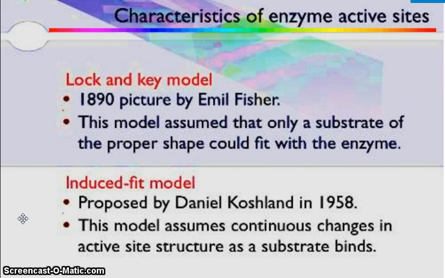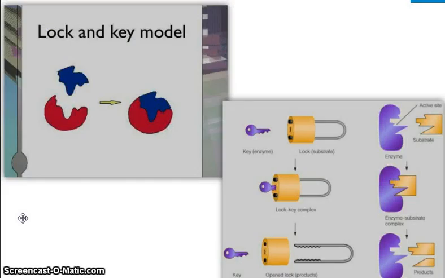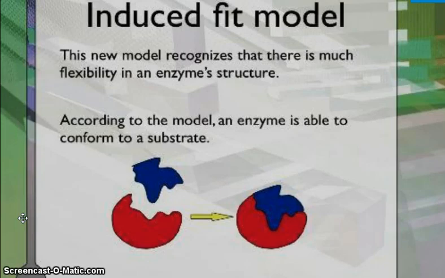The induced fit model was proposed by Daniel Koshland in 1958, and this model assumed continuous change in the active site's structure as the substrate binds. Now you can see the lock and key model. So, the induced fit model. This newer model recognizes that there is much flexibility in an enzyme's structure. According to the model, an enzyme is able to conform to a substrate.